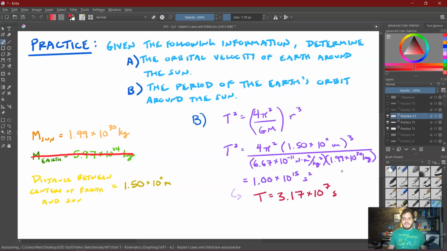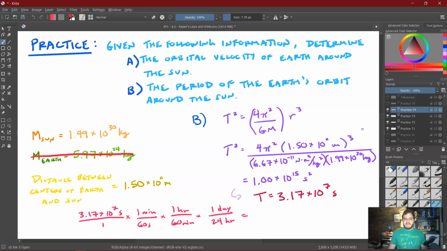And when we take the square root, we get about 3.17 times 10 to the 7th seconds, which is great, but not very useful to think about. So let's convert that into a number that's more familiar. Let's specifically convert it into days. So I've got 3.17 times 10 to the 7th seconds. There are 60 seconds in a minute. Remember to put 60 seconds on the bottom so my seconds cancel. There are 60 minutes in an hour, and there are 24 hours in a day. So I'm going to divide this number by 60, then by 60 again, and by 24, and we get 366.7 days, which is approximately the length of Earth's year, which makes sense.